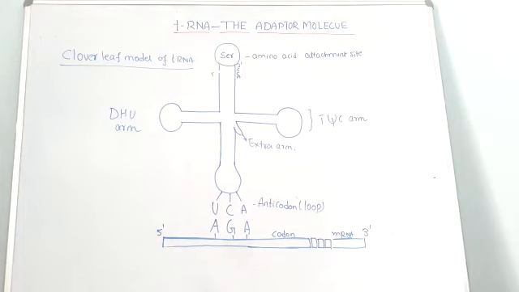And there is no tRNA for the stop codon. Here the initiator codon has a tRNA, but there is no tRNA for the stop codons UAA, UAG, and UGA. Okay, so this is all about the structure of tRNA, the adapter molecule.